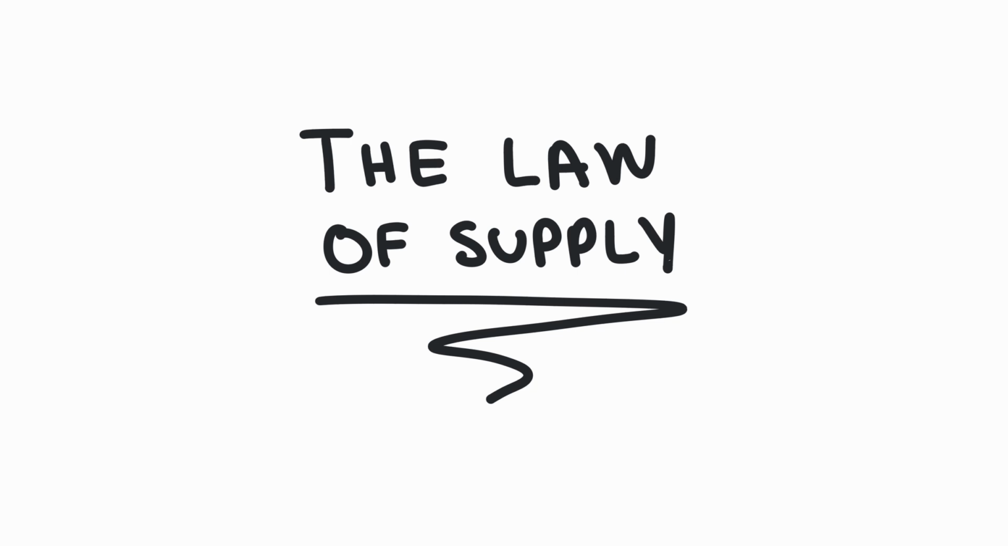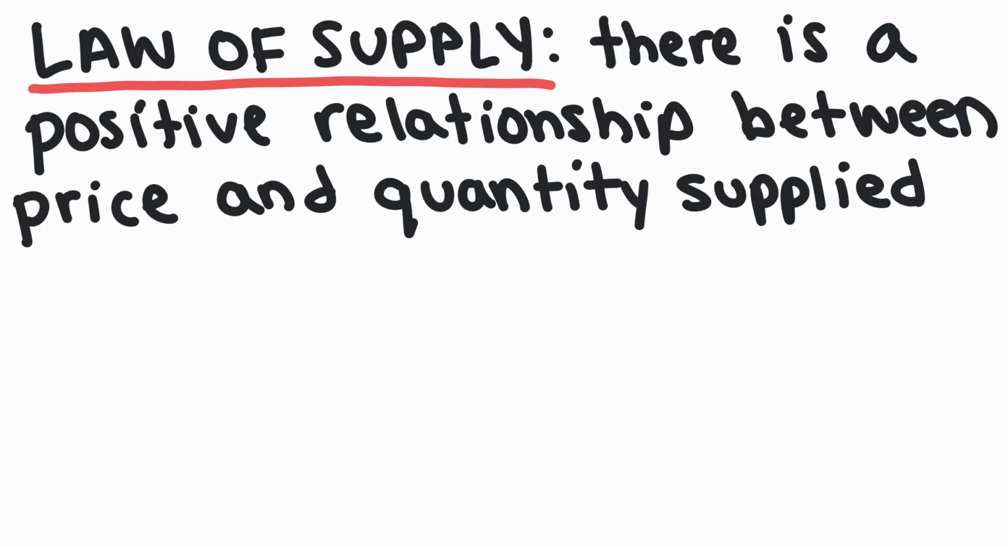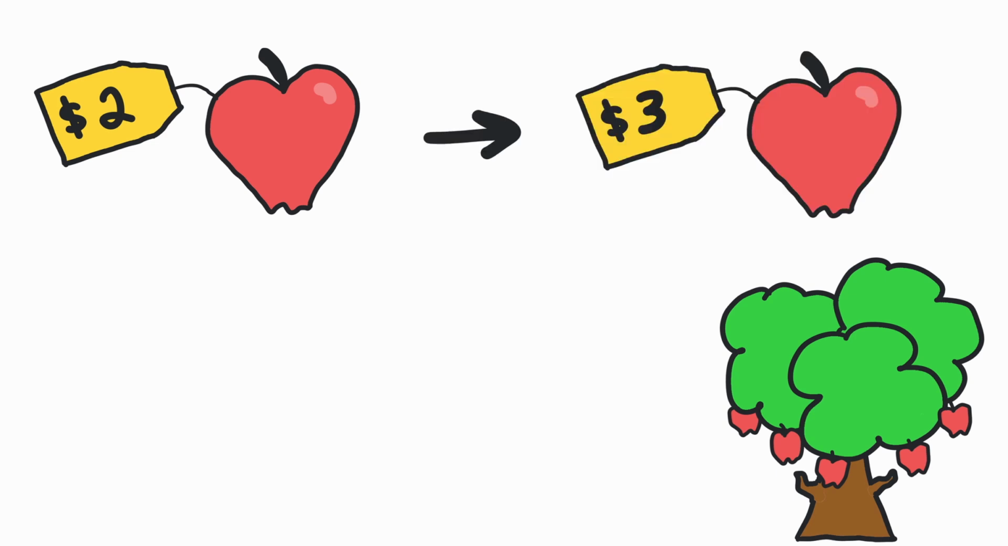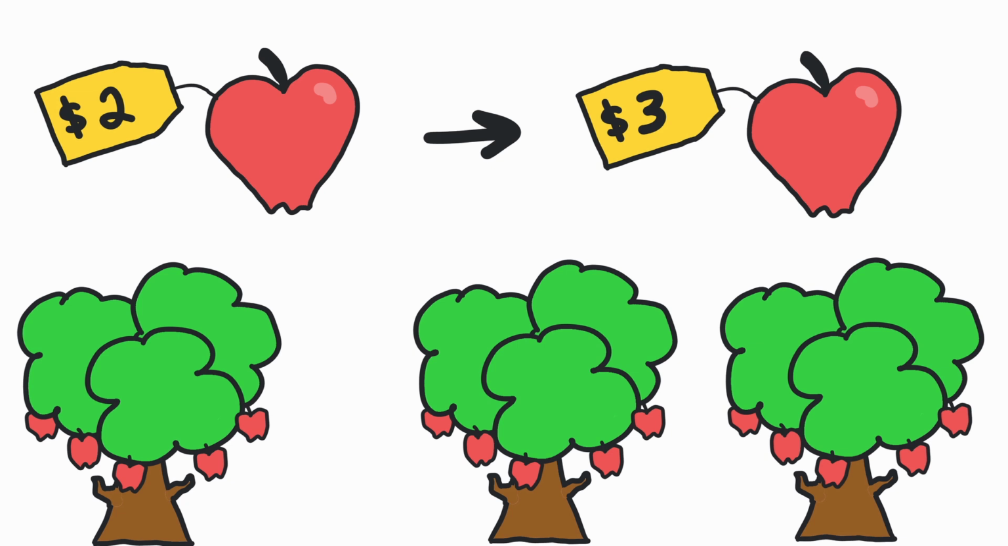The law of supply. The law of supply tells us that there's a positive relationship between the price of a good and the quantity that producers are willing to sell. Simply put, when the price you can get for a product goes up, you're much happier to try to produce and sell more of it. When the price goes down, you sell less and might even look for something else to produce.